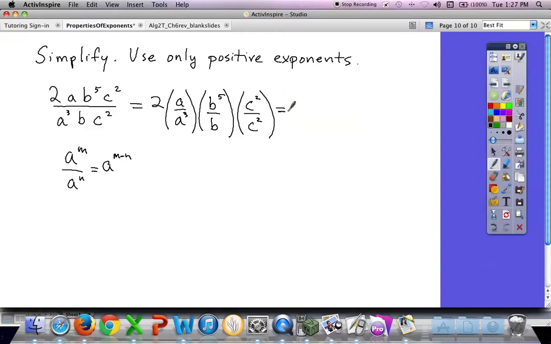Right? This will be 2 A to the 1 minus 3, which is negative 2. B to the 5 minus 1, which is 4. And C to the 2 minus 2, which is 0.